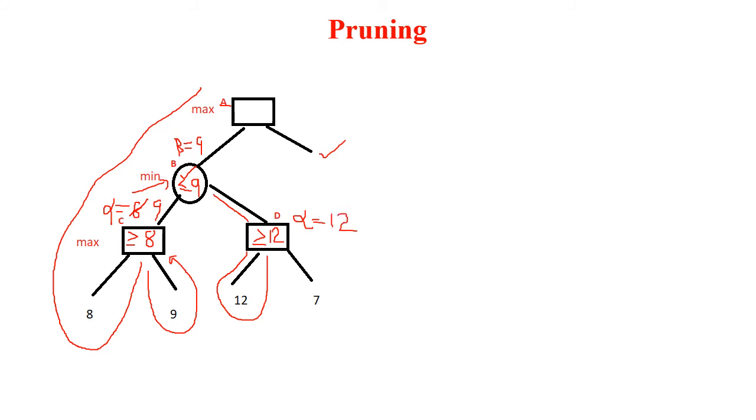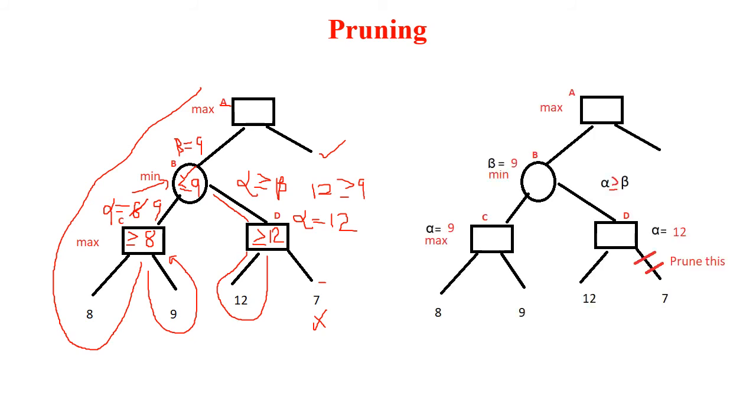See here, this node B expects a value less than or equal to 9. But going through this path, D can produce a value greater than or equal to 12. So B never takes a value greater than 9 at this moment. So we can prune this node 7. Here the alpha greater than or equal to beta condition is satisfied. That is, 12 is greater than or equal to 9. That is shown here.